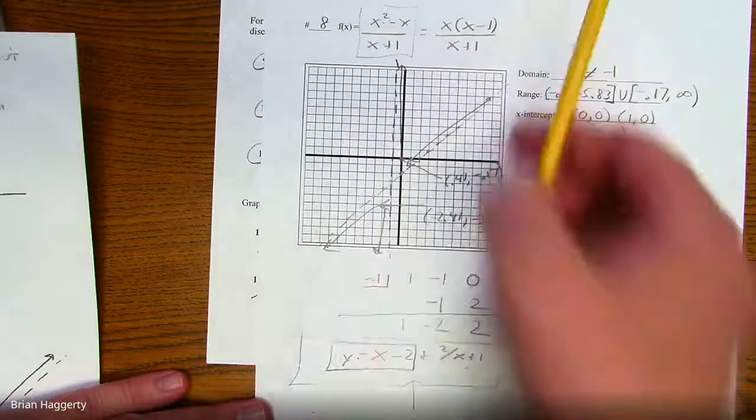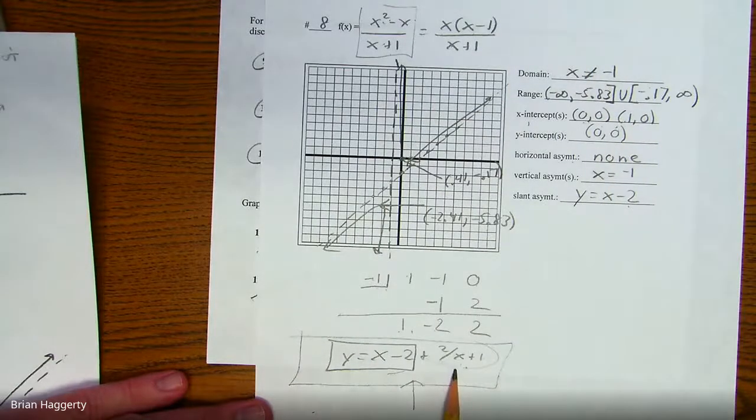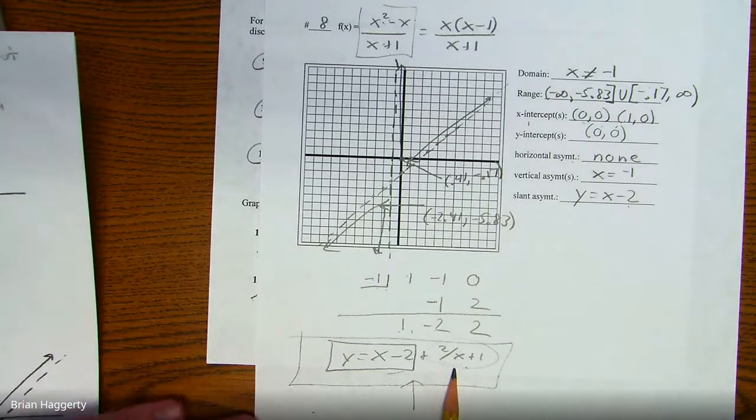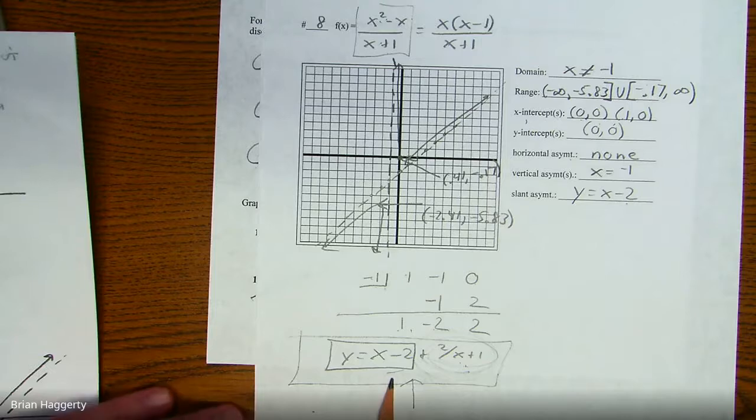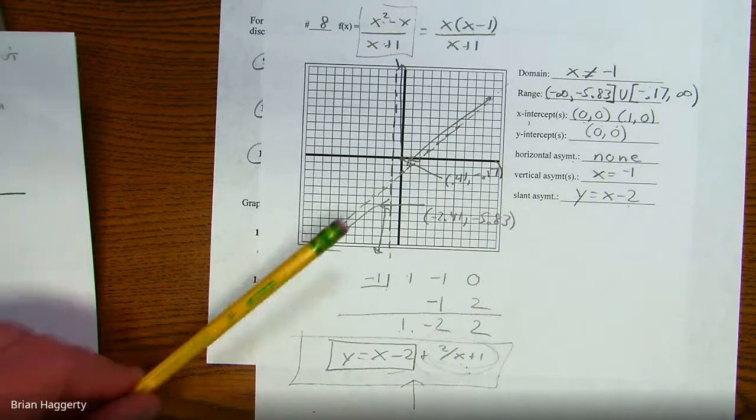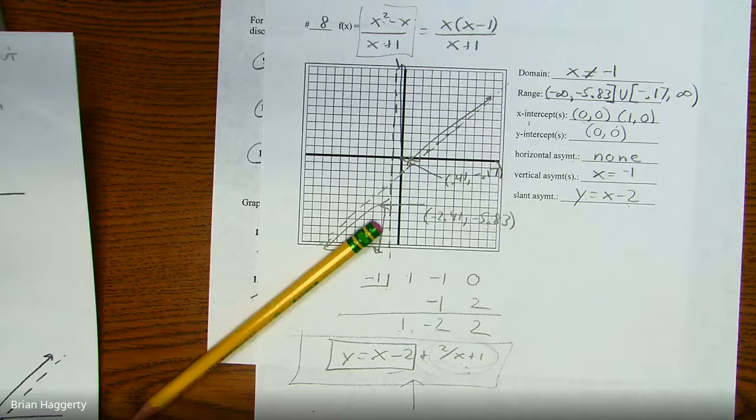Now, the same thing happens in the negative direction. As you plug in negative 10, negative 100, negative 1,000, negative bazillion, this thing gets closer and closer and closer to 0, and the graph basically becomes y is equal to x minus 2, which is why that's happening down there in this direction.